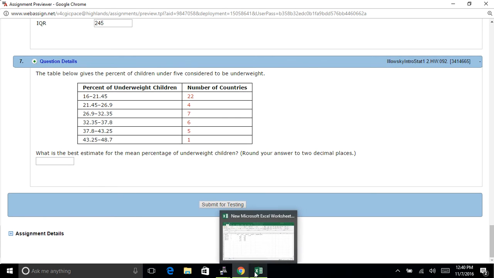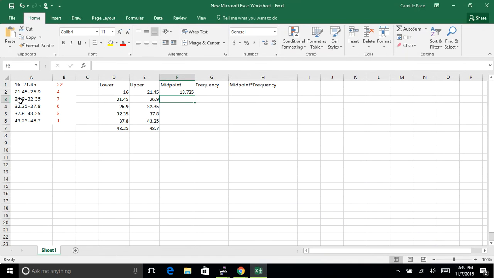So I'm going to go to Excel. The first thing I'm going to do is copy and paste this table, and I've done that over here. The next thing I want you to do is put all your lowers in a column. You can even do this by hand with a piece of paper. If you are, I suggest stopping and starting the video so you can follow along.